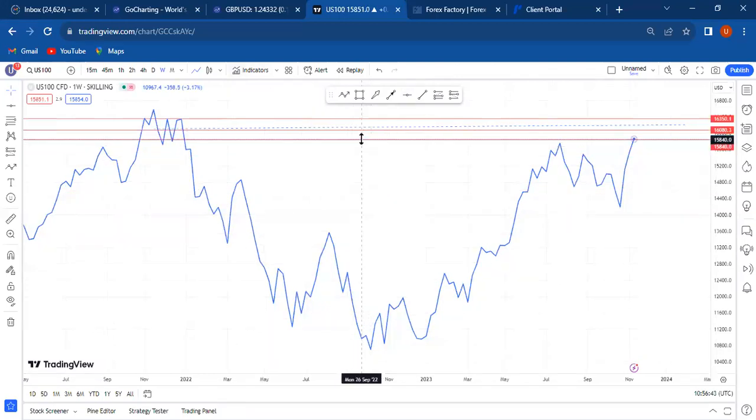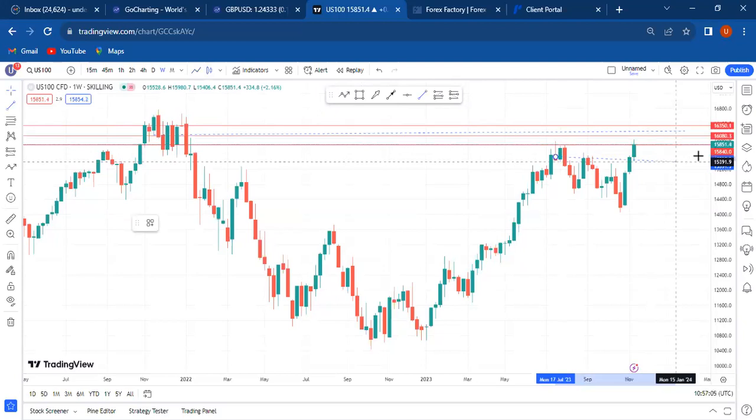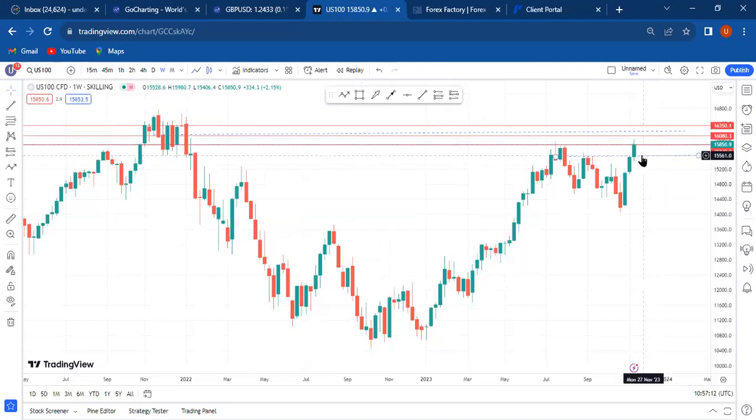So we have something like this. This is NASDAQ, this is the current price of NASDAQ. And don't be surprised next week if price starts falling. So where are the demand areas I'm looking for? Here. This is the weekly time frame.